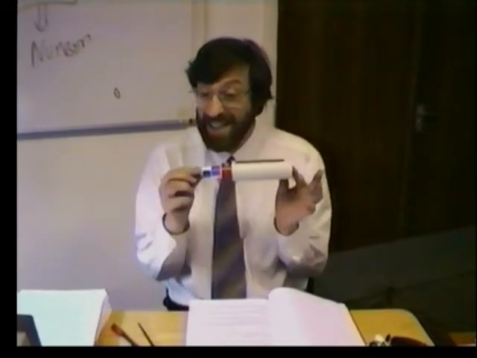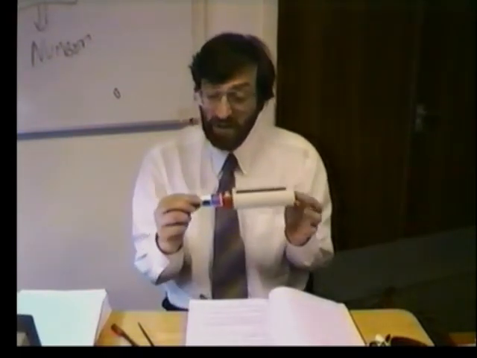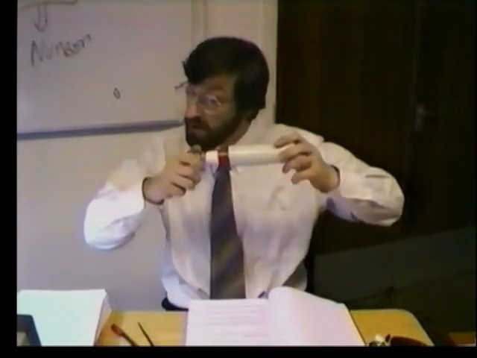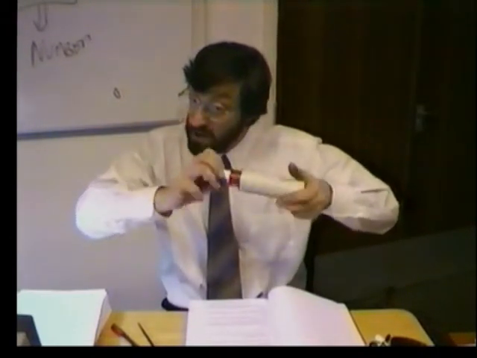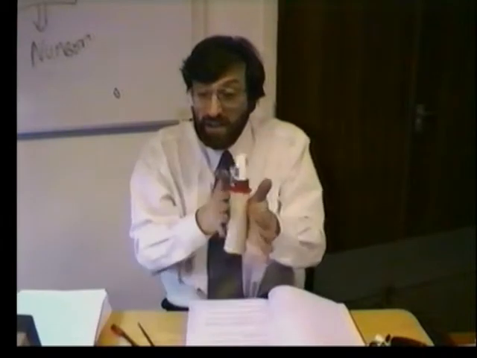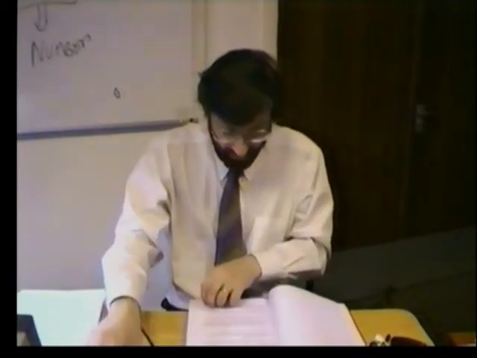Quadrature encoding is a key technique for controlling machine tools using DC motors, because you need to know not only how far and how fast it's spinning, but also which direction. So there is a simple technique that you need to know about, quadrature encoding.